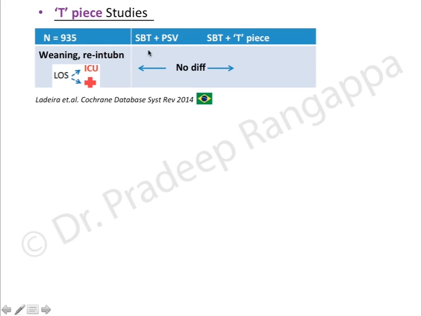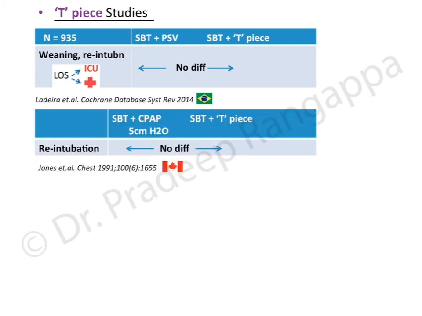935 patients. They compared spontaneous breathing trial with pressure support and spontaneous breathing trial with TPs. And they found there was absolutely no difference with regards to weaning or reintubation. And even hospital length of stay and ICU length of stay showed no difference. So you can use spontaneous breathing trial with pressure support of 5 to 7 or with TPs. Either of them you could use, there was no difference.